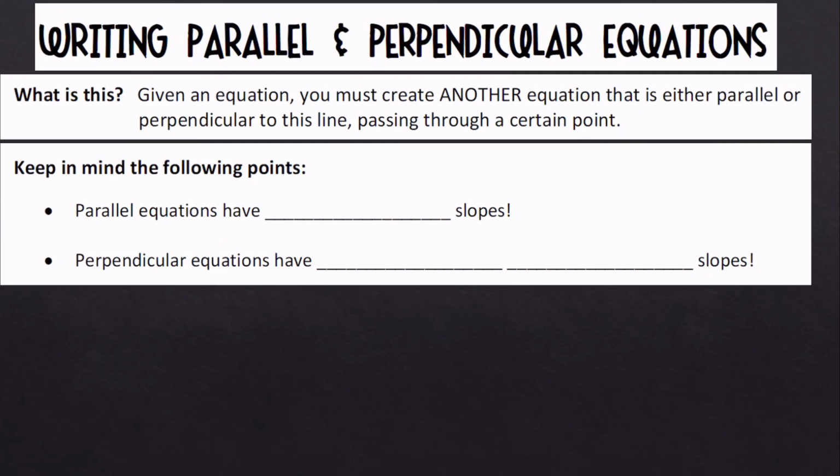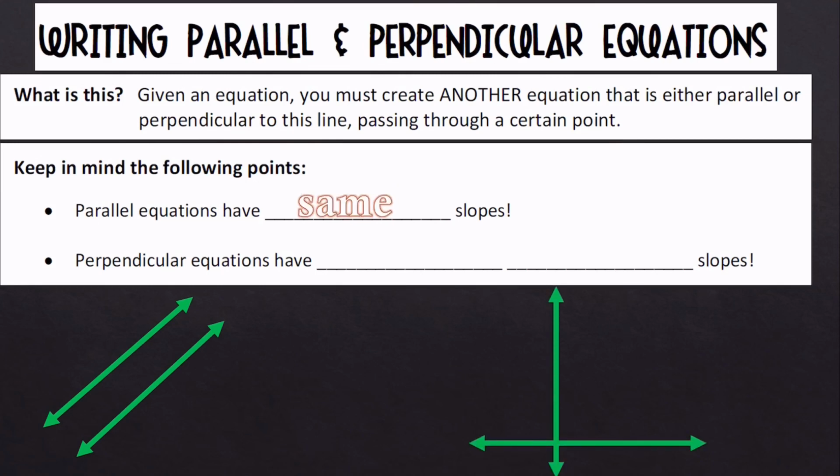point. So keep in mind, parallel lines go side by side and never touch. They always have the same slopes. Perpendicular lines form right angles. This is what perpendicular lines look like. They have opposite reciprocal slopes.